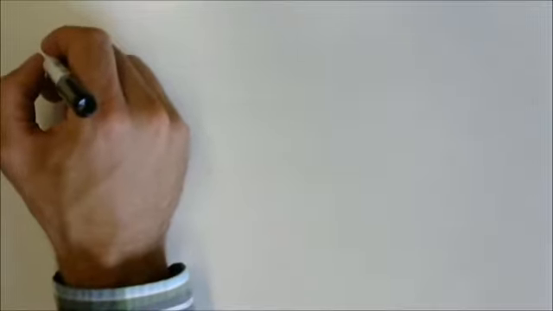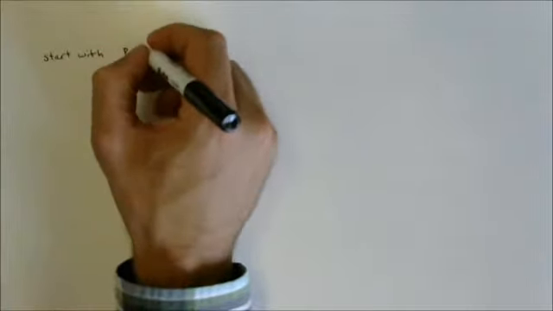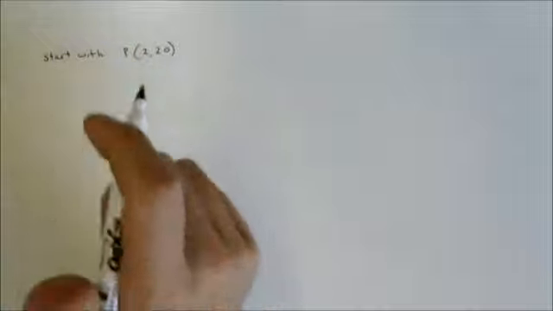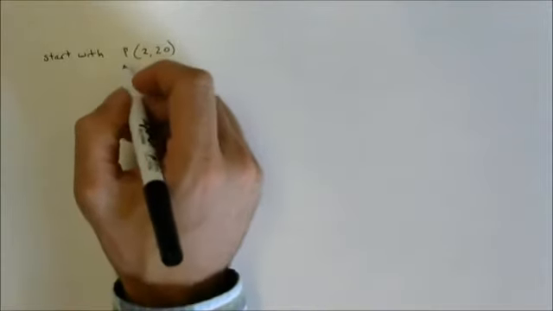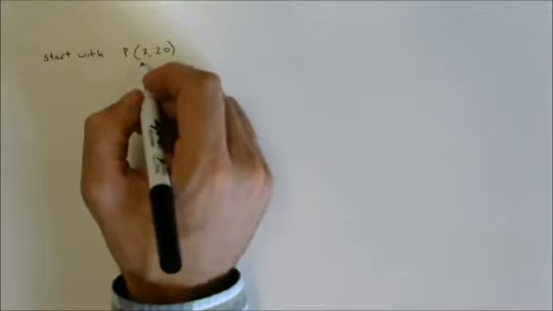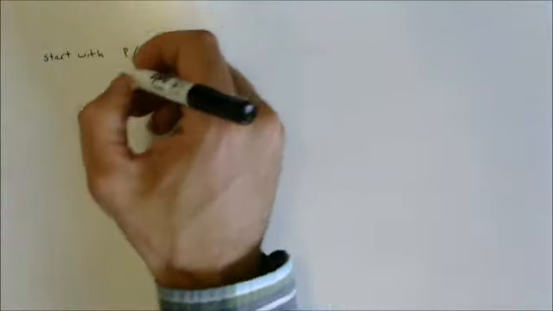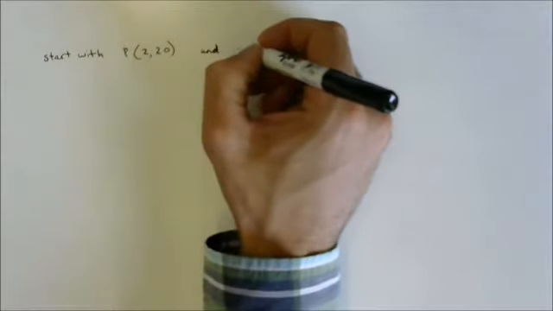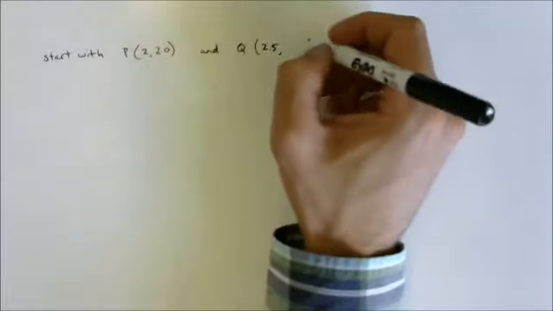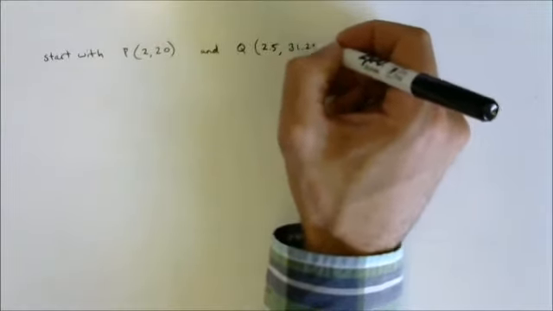So you're going to start with point P, which is 220. And then you're going to select the point or the ordered pair that is closest to t equals 2. So let's pick t equals 2.5. Call that one Q. And we see the ordered pair 2.5, 31.25.